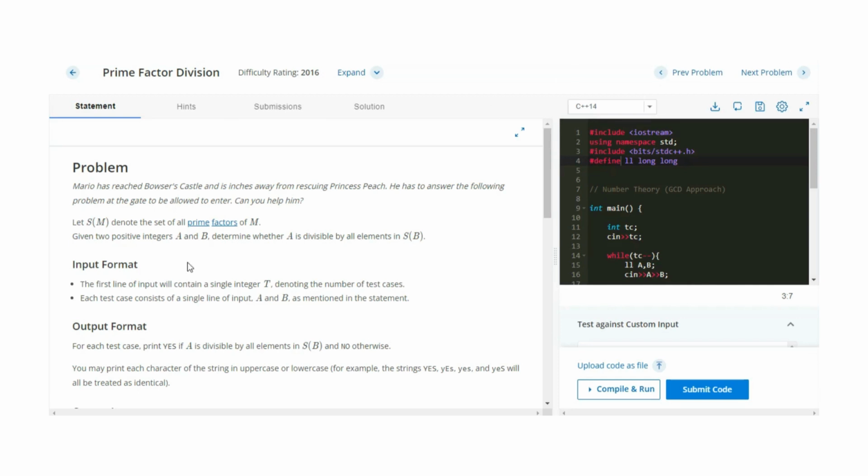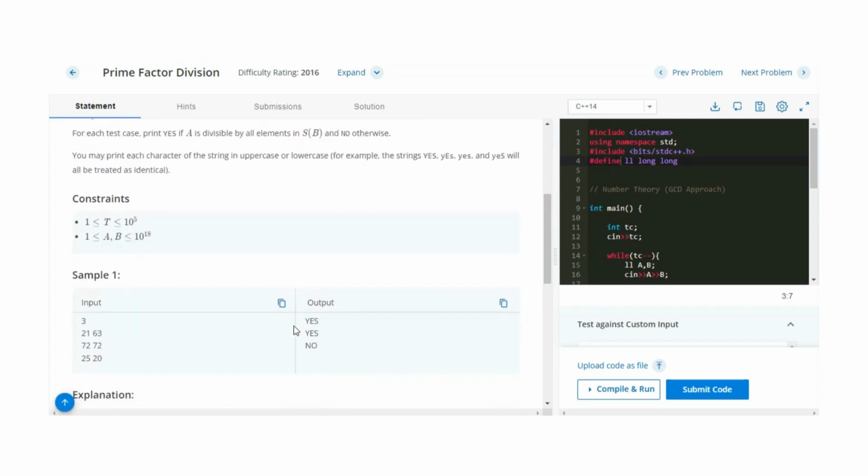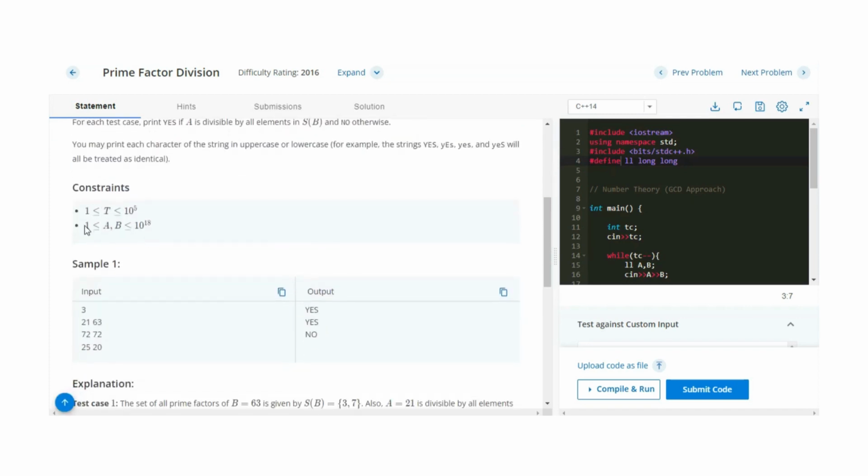In this problem we are given two positive integers a and b, and we need to determine whether a is divisible by all the prime factors of b. They have denoted the prime factors of b as s of b. So we need to find whether all the prime factors of b are dividing a or not. The constraint given to us is that a and b can be as large as 10 to the power 18, so it is quite large.